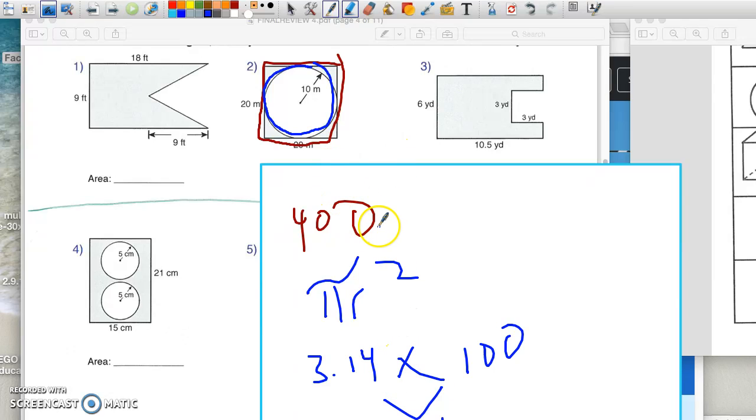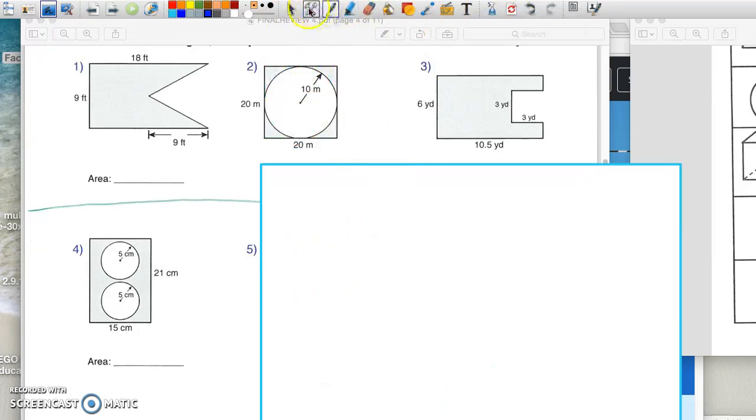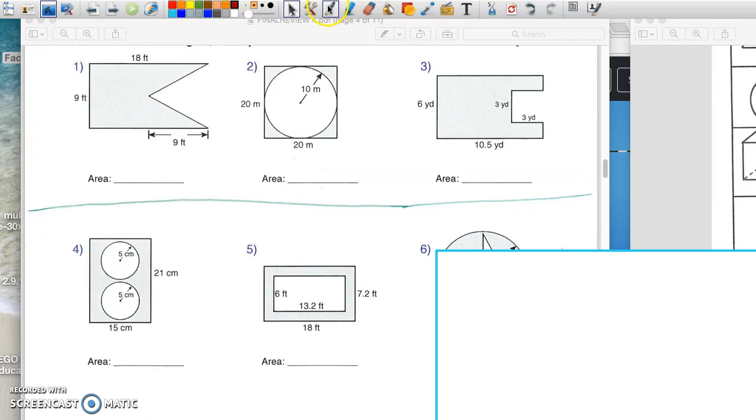Okay, so now, what am I going to do with these two numbers? Simple. You're going to subtract. You're going to take that square, take out a circle. Take the square amount, subtract the circle. So that means you're going to subtract 314 from 400. 400 minus 314, you will get 86. So that means my answer shall be the difference between the two shapes, 86. Okay? I keep forgetting the units. Remember that.